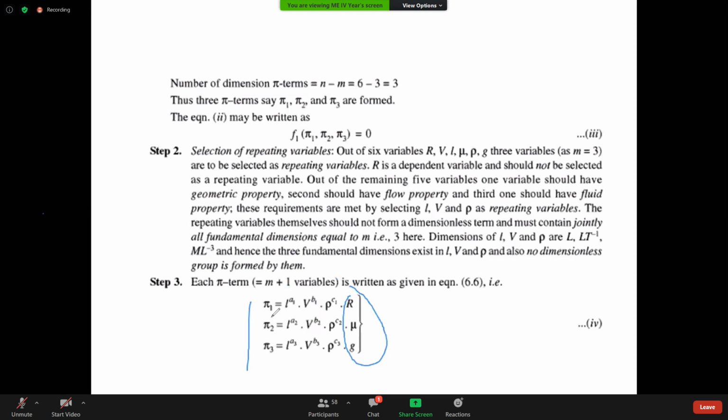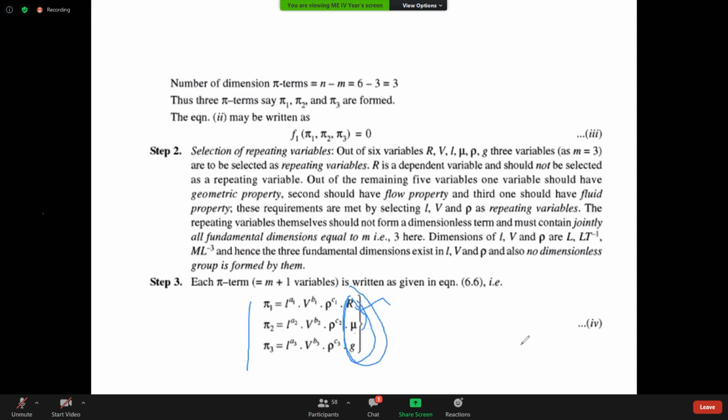So in pi 1, L power a1, V power b1, rho power c1, into R, I put here. Simply R. This may not be in this order, it cannot be in this order. Don't worry. You can put this R here, and this mu can be placed there. Then, in that case, pi 2 is a function of pi 1 and pi 3.